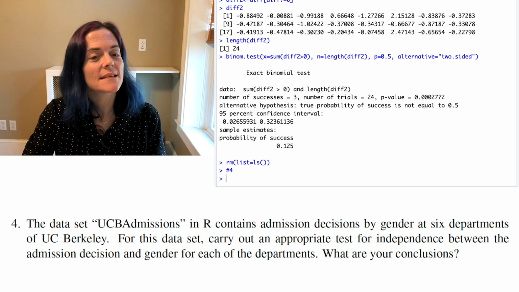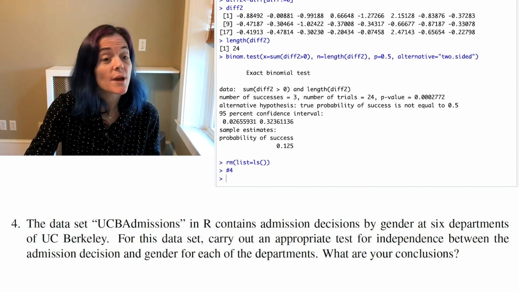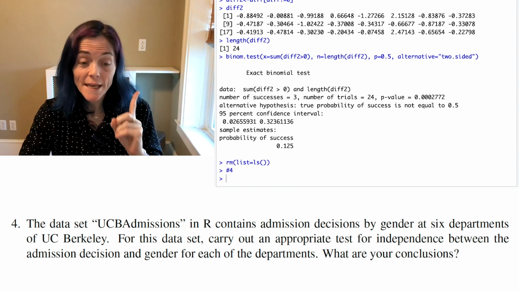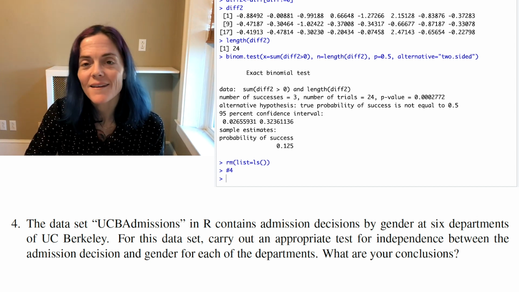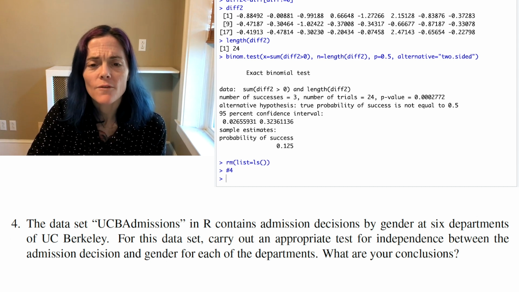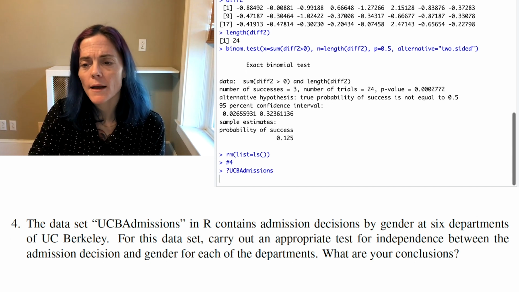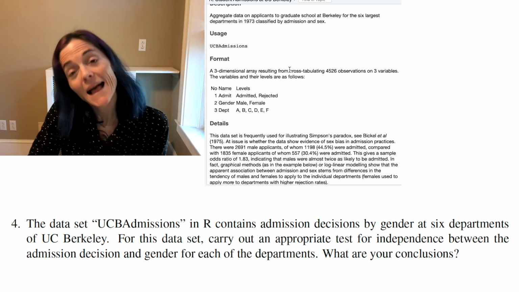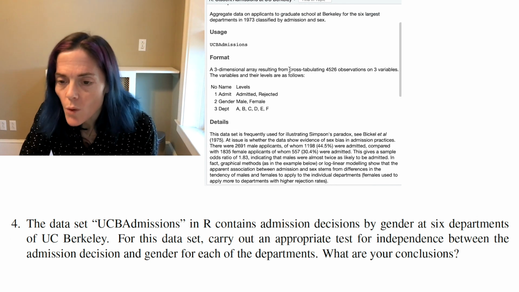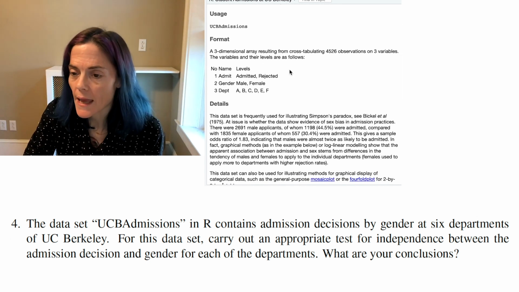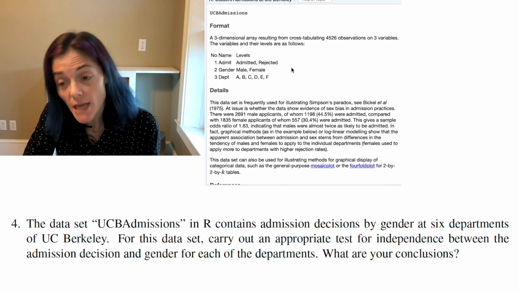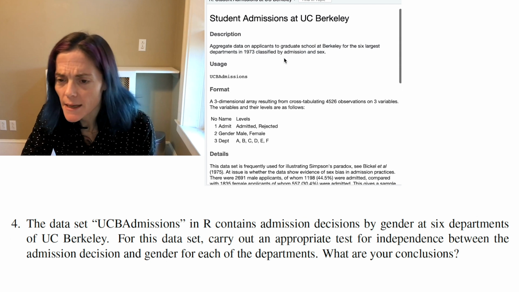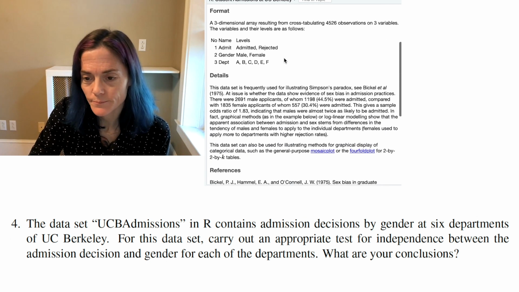Well, for this data set, carry out an appropriate test for independence between admission decision and gender for each department. What are your conclusions? Well, first of all, let's figure out what's going on with this data set. So here I'm just asking for help on this data set in R. We can see it's a 3-dimensional array. We have admitted, rejected, male, female, and then we have 6 departments. This data came from 1973.